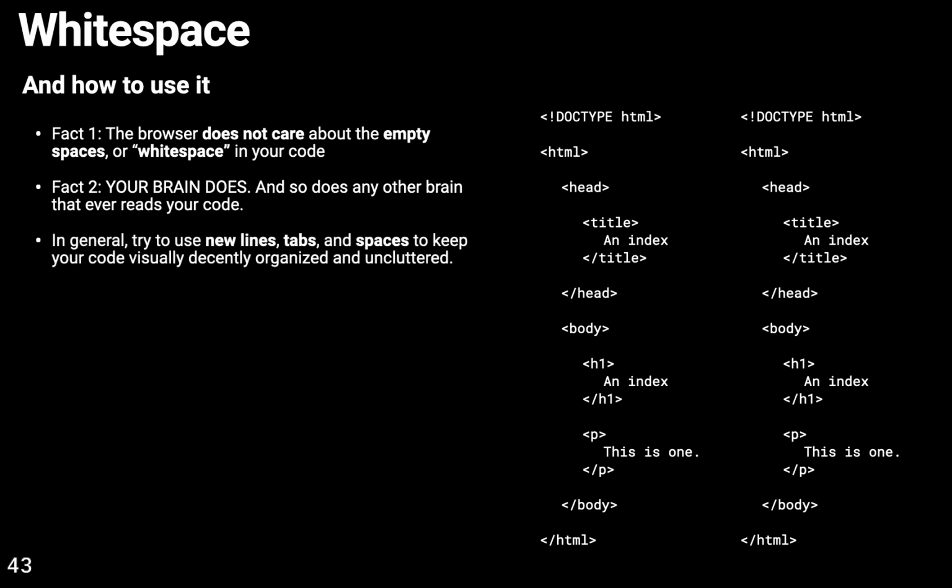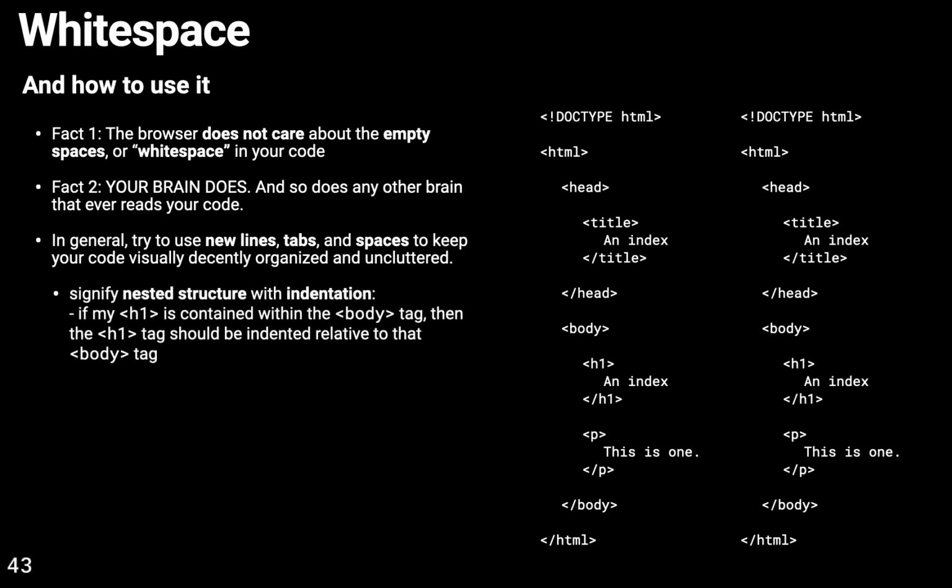In general, here's the idea. Try to use new lines and tabs and spaces to keep your code visually decently organized and uncluttered. Now, what exactly does that mean? Well, it's kind of up to your taste in a sense. You don't have to do everything exactly the same way, but a couple of things are good to focus on, right? You should signify nested structure with indentation, right? If my H1 is contained within the body tag, then the H1 should be indented relative to that body tag.